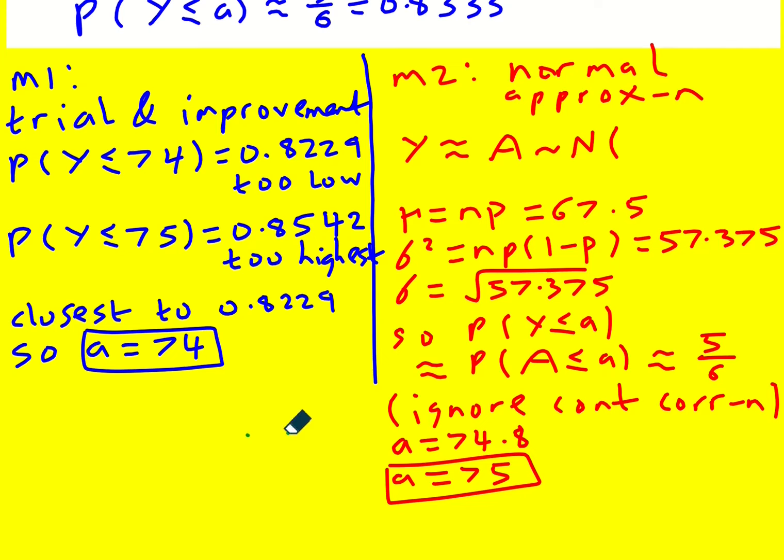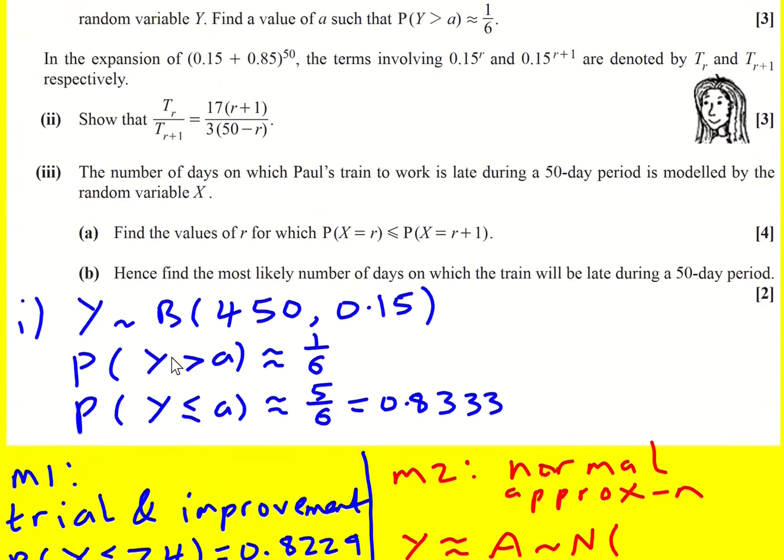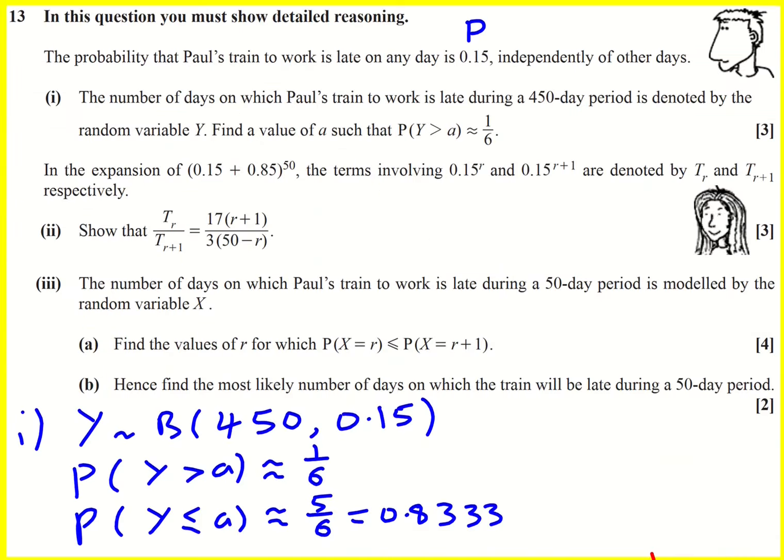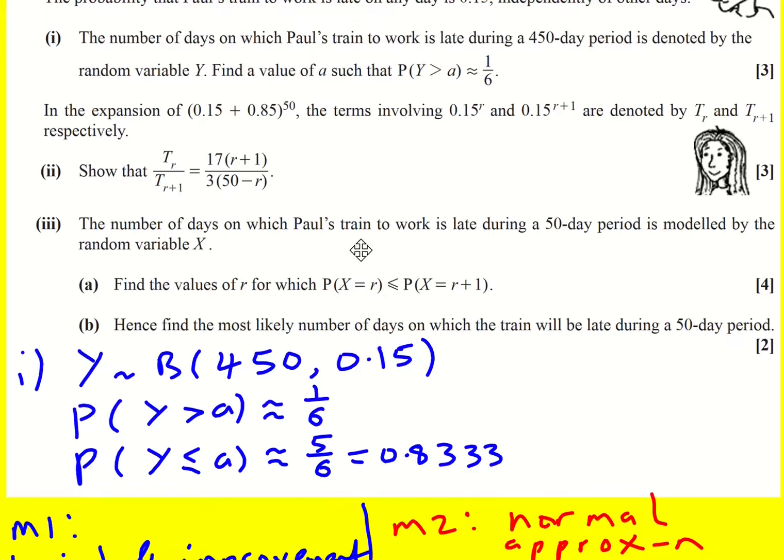Okay, I hope you're happy with that. That's quite a tough start, I've got to say, but it's only going to get tougher. Let's look at the next part. So part 2, we've got an expansion involving terms 0.15 to the r, 0.15 to the r plus 1, denoted as such, and we're asked to show a relationship for them.